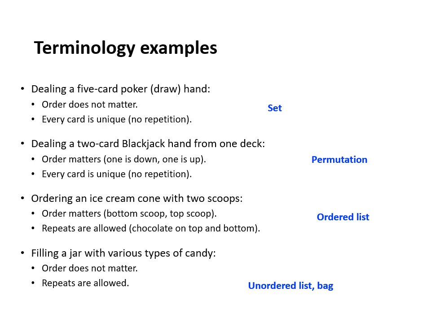So these are permutations. We're ordering an ice cream cone with 2 scoops. The order matters. We have a bottom scoop and a top scoop. And in this case, repeats are allowed. For example, we can have chocolate both on top and bottom. So this is an ordered list. When we are filling a jar with various types of candy, that's an unordered list or bag, since the order does not matter, and repeats are allowed.